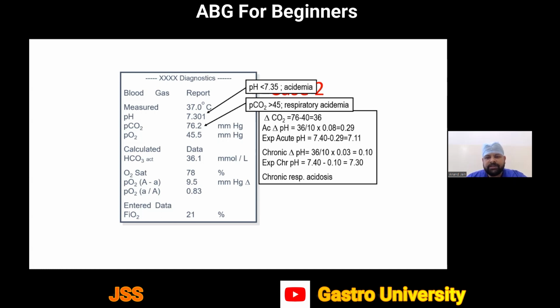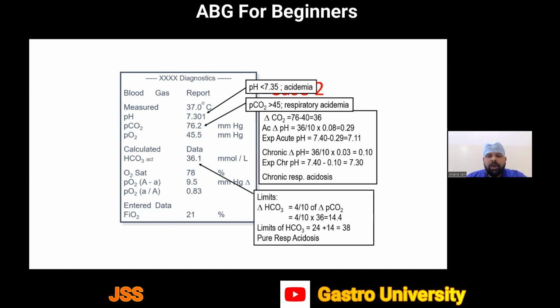Once we have established that this is a chronic respiratory acidosis, we need to know whether an adequate compensation is present or not. So we will check for the change in bicarb concentration. Since it is a chronic process, we will multiply 4 divided by 10 into the change in PCO2. The change in PCO2 we have already calculated, that is 36. So 4 divided by 10 into 36 is equivalent to 14.4. So the bicarbonate should have the highest limit of 24 plus 14.4, that is around 38.4. Since this is quite near to the actual bicarbonate, this is a pure respiratory acidosis.